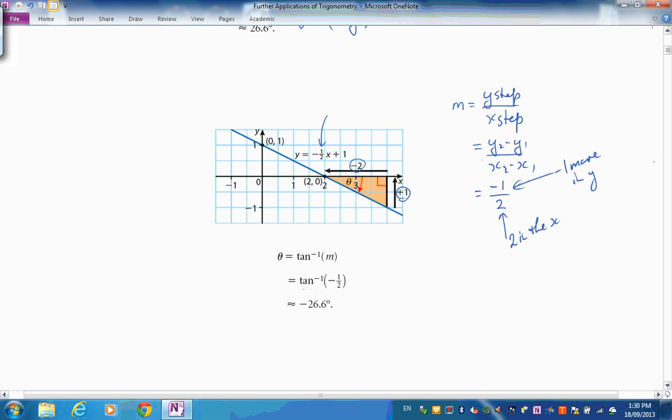Okay, so let's check that. So if we talk about, instead of neg 2, let's start at this point and move plus 2 to there. What happens?